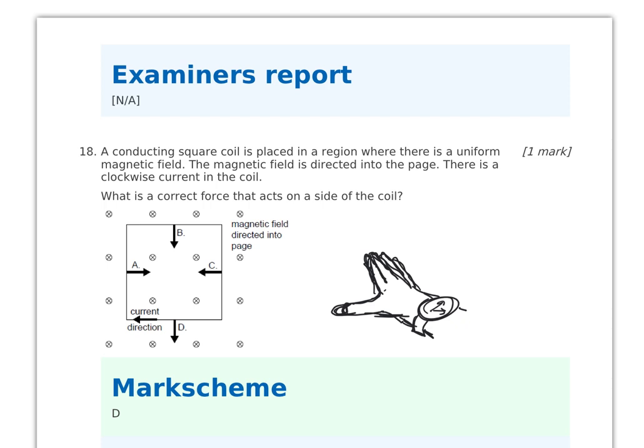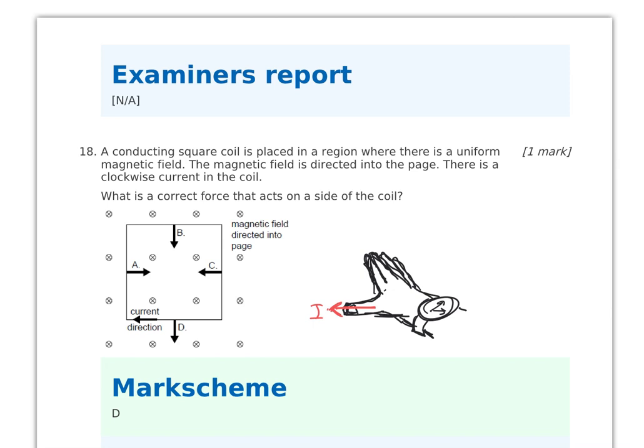All right, so here's a right hand. Maybe make the thumb, yeah, that's a little bit better. The way the force rule works is that the thumb is going to be the current. So let me make that red. And then that's the current. And then the magnetic field is the fingers, and they're going into the page.